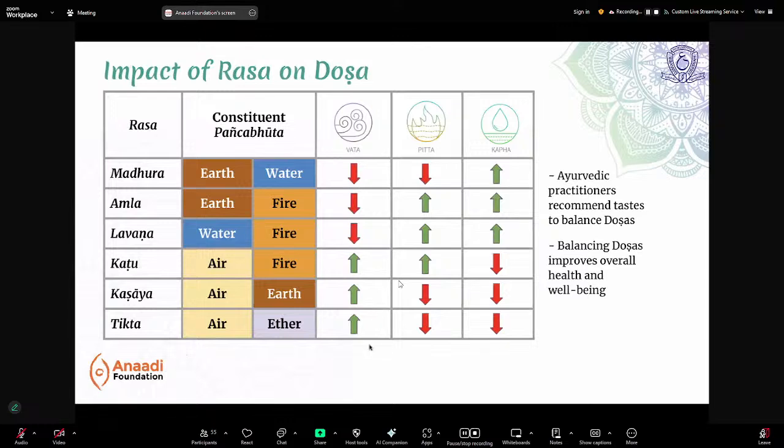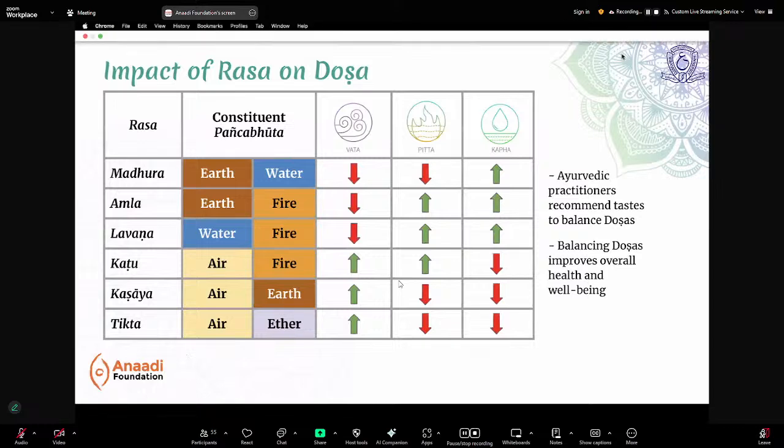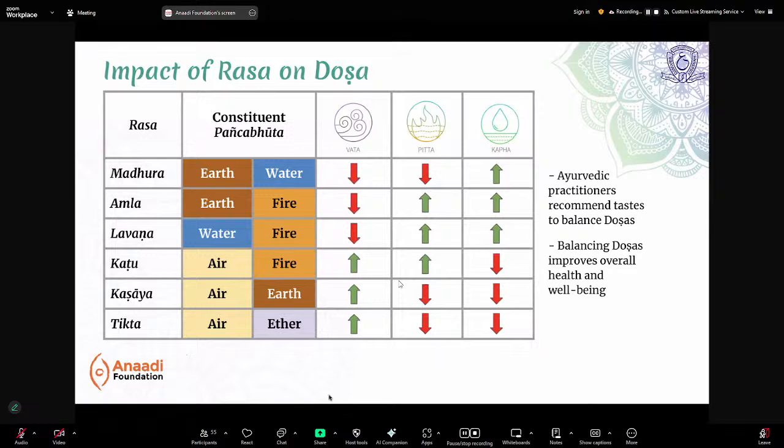So here, can you name one food item and how it impacts the doshas? Through your own understanding, you can also look at the slide, but based on your own understanding, please share. Then we will continue.